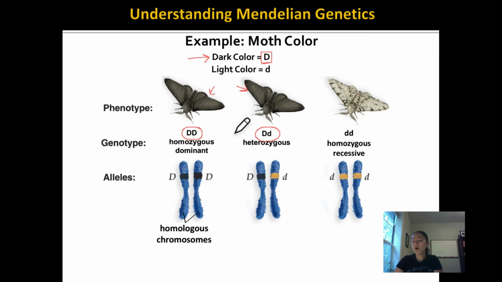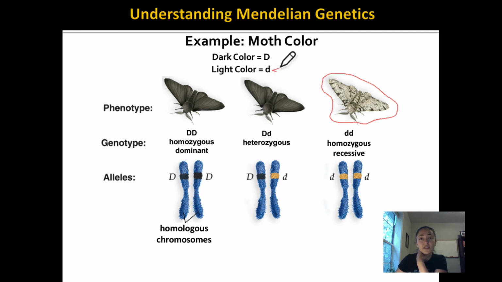However, there's only one possible genotype that can create the recessive physical characteristic. So if I'm holding a light colored moth in front of you, and you knew that light color was caused by the recessive allele, then you would know this individual has to be homozygous recessive. It's the only way that they could be light colored. There's no other possible allele combination that would create that.